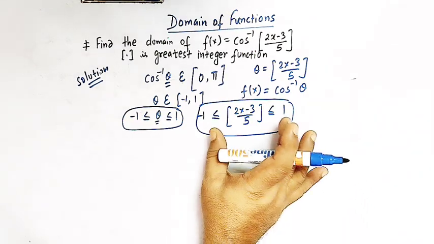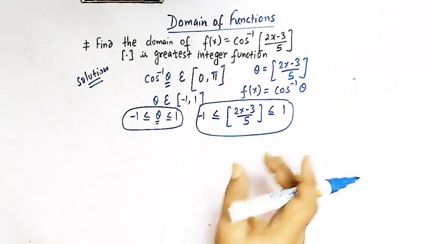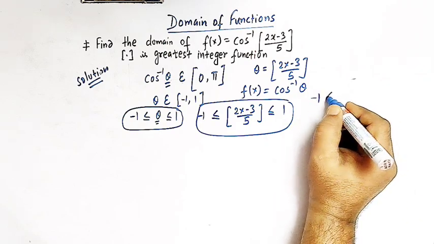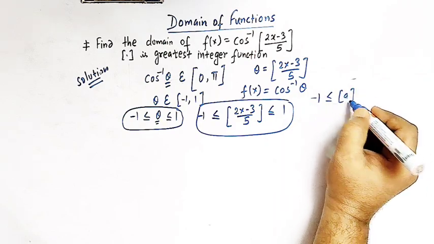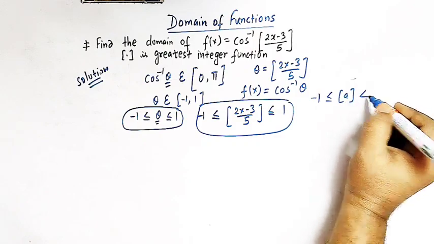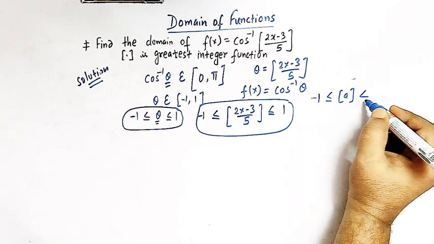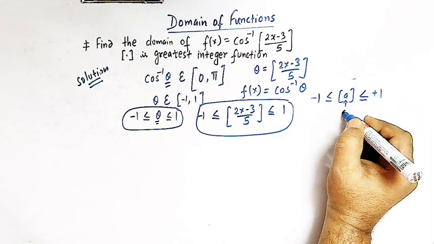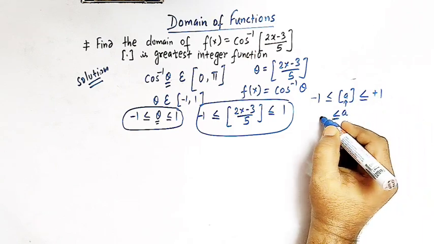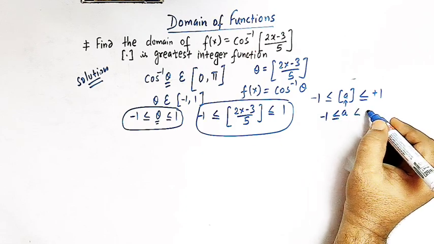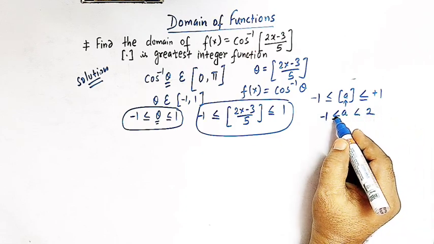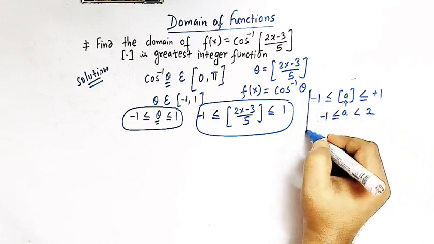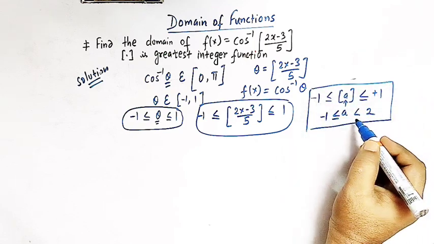So now to solve this inequality, we have to make use of one important result, which says that if we have the inequality greatest integer of a is greater than or equal to minus 1 but less than or equal to plus 1, then this a must belong to the interval minus 1 to 2. So here a should be greater than or equal to minus 1 but less than 2. So we'll make use of this result, right?